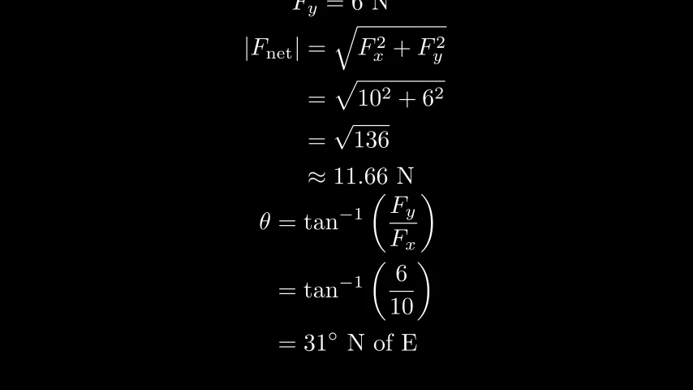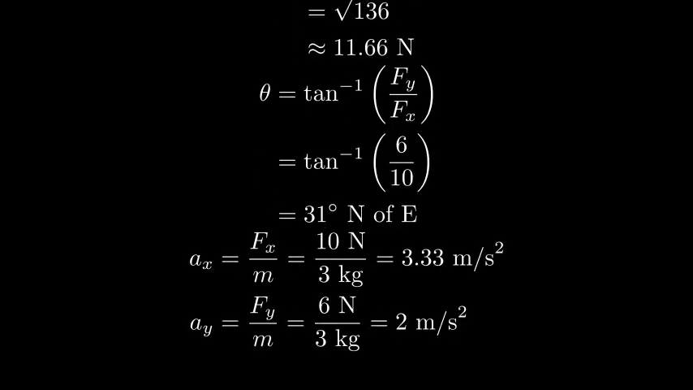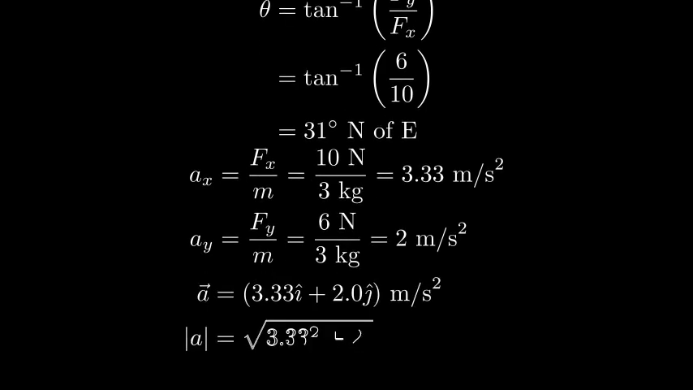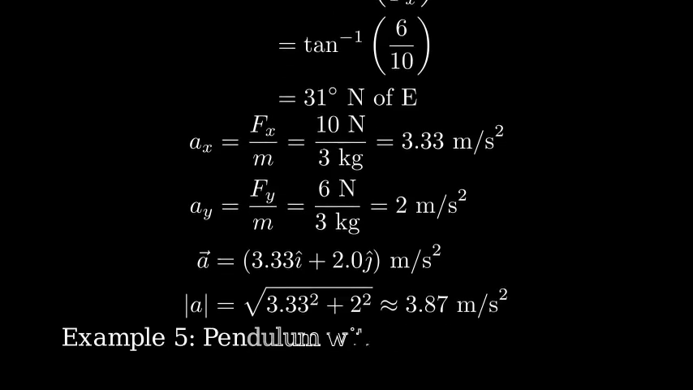Now we can find the acceleration using Newton's second law. The x component of acceleration equals Fx divided by mass, 10 divided by 3, which equals 3.33 meters per second squared. The y component of acceleration equals Fy divided by mass, 6 divided by 3, which equals 2 meters per second squared. So the acceleration vector is 3.33 i hat plus 2 j hat meters per second squared, with a magnitude of 3.87 meters per second squared at 31 degrees north of east. Let's finish with example 5.